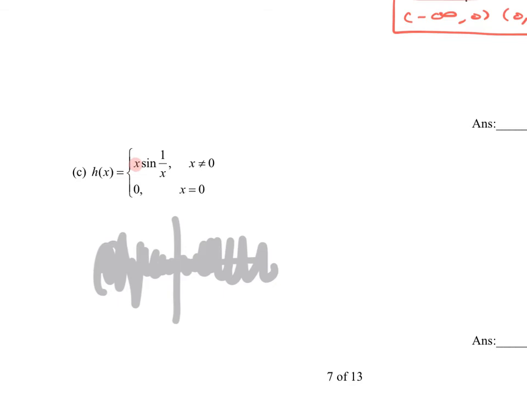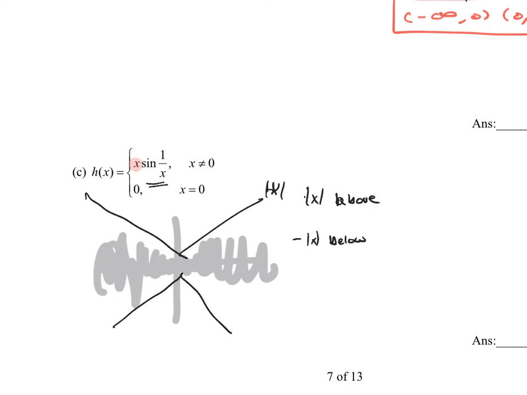What you could do is look and say this is bounded by sine of 1 over x. We know that's always a value between -1 and 1. So x sine of 1 over x is bounded by the absolute value of x from above and negative the absolute value of x from below. And let me show you what that looks like graphically. Well, look at this graph right here. This would be the graph of the absolute value of x. This right here would be the graph of negative the absolute value of x.